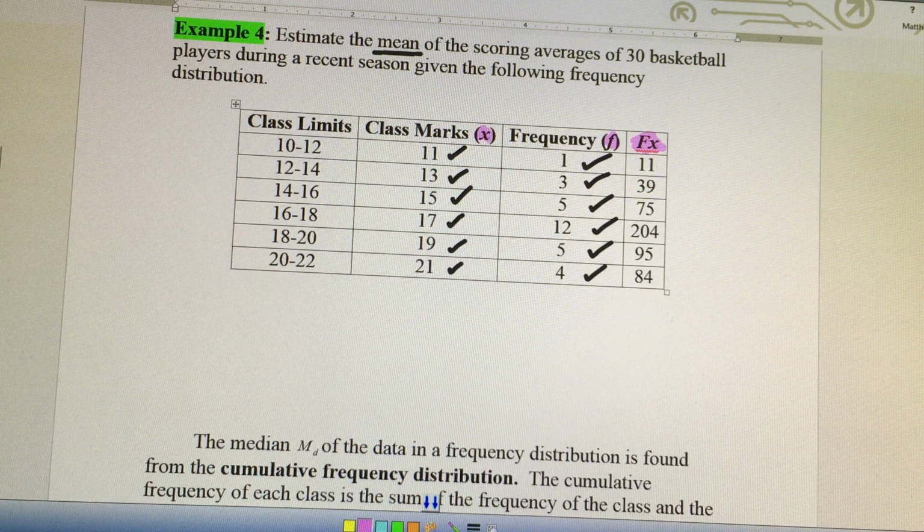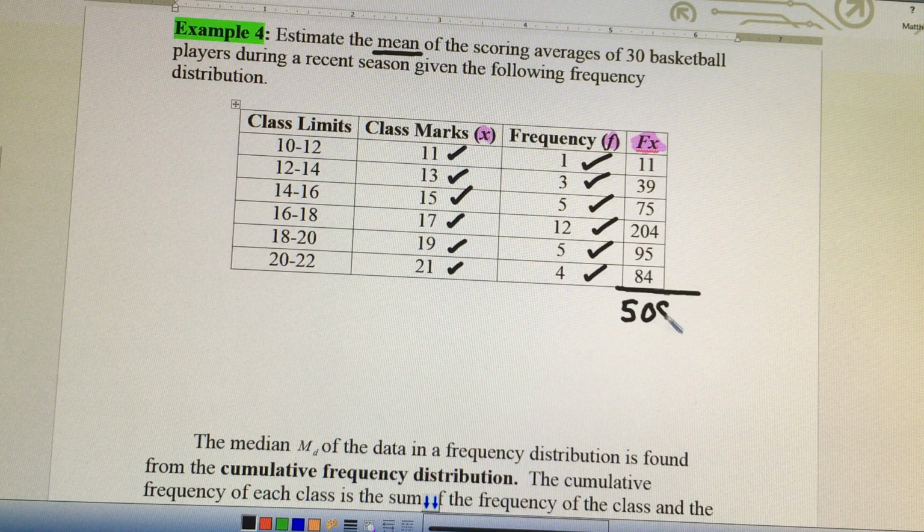What we want to do is take that fx column and add all of those numbers up. So go ahead and pause the video right now. I want you to add all of those numbers up on your calculator right now. All right, what you're going to notice is that you should have gotten a total of 508. 508 is the total of all 6 of these numbers.